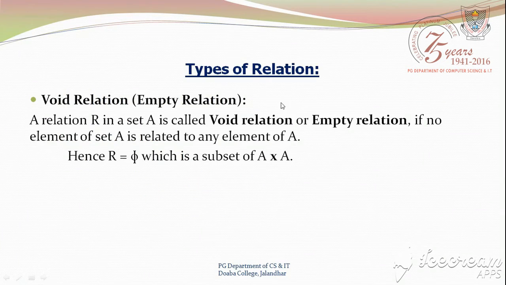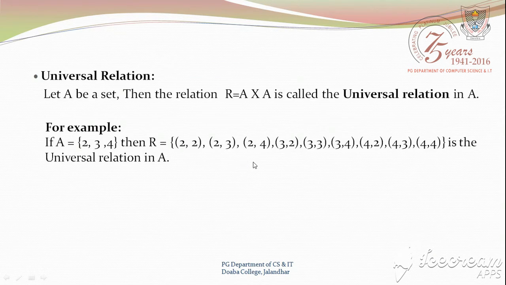Next we have types of relation. First type is void relation, which is also called empty relation. A relation R in a set A is called void relation or empty relation if no element of set A is related to any element of set A. We can also write R equals phi, which is a subset of the Cartesian product of A to A.